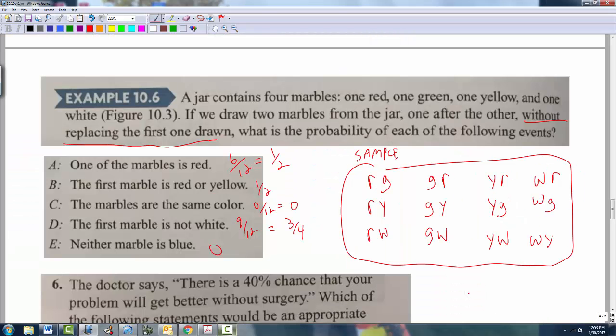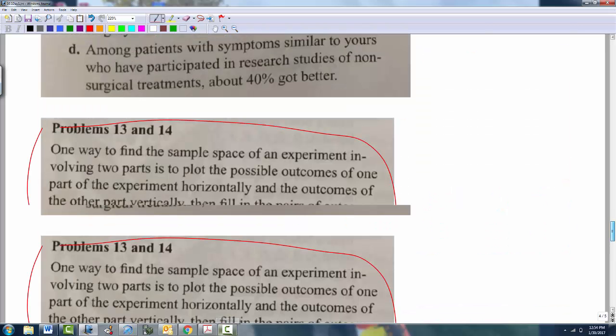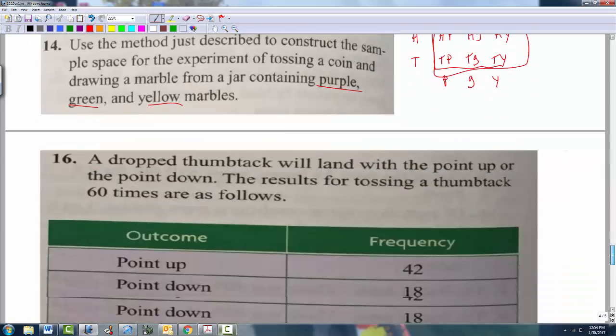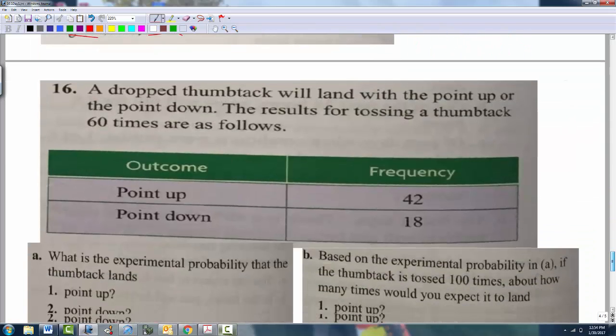So just whoopsie daisy. Neither marble is blue. Just change the game. Play baseball, right? Gotcha.